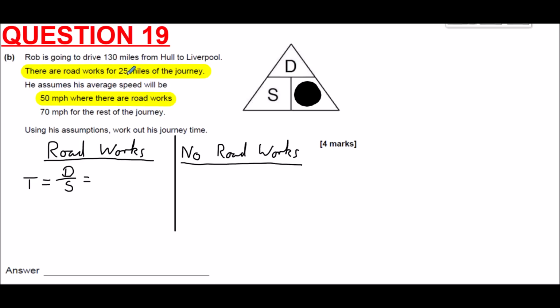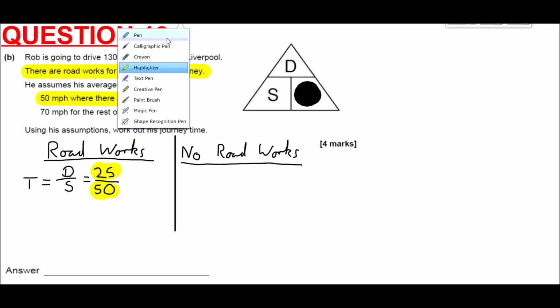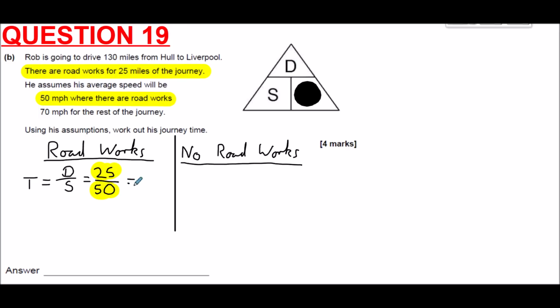So during the roadworks, 25 miles is the distance, and the speed is 50 miles per hour. Or so he assumes anyway, so the only thing we can do is just assume that his assumptions are valid at this point. Now we can do 25 divided by 50, or we can just leave it as a fraction and try and simplify it down. If you fully simplified this down, we should eventually end up with that 25 out of 50 is the same as a half.